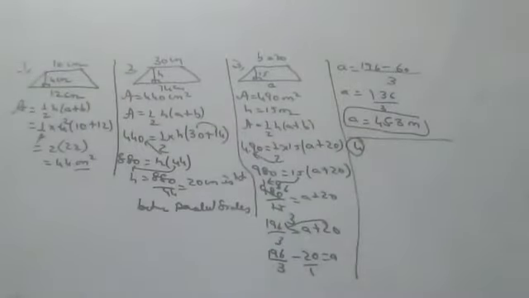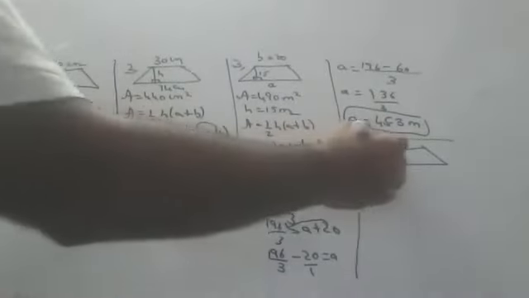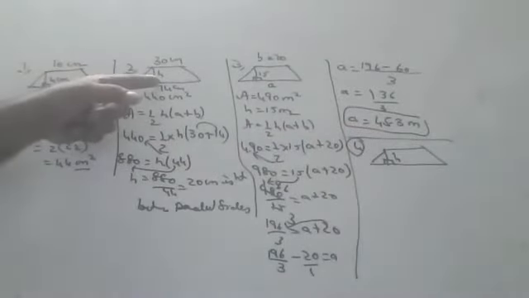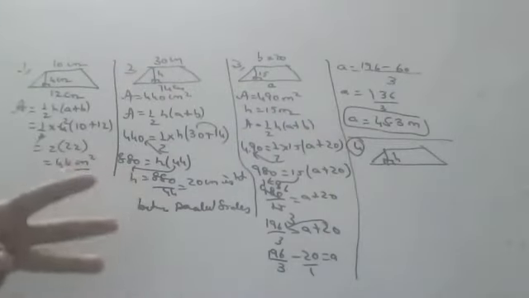Find the altitude of the trapezium. Altitude means height, children. Height means compulsory 90 degrees. You have to put it, children. H, compulsory 90 degrees. Height means always 90 degrees. I'm putting this mark, which indicates 90 degrees. Altitude or height or perpendicular, all are the same, 90 degrees.